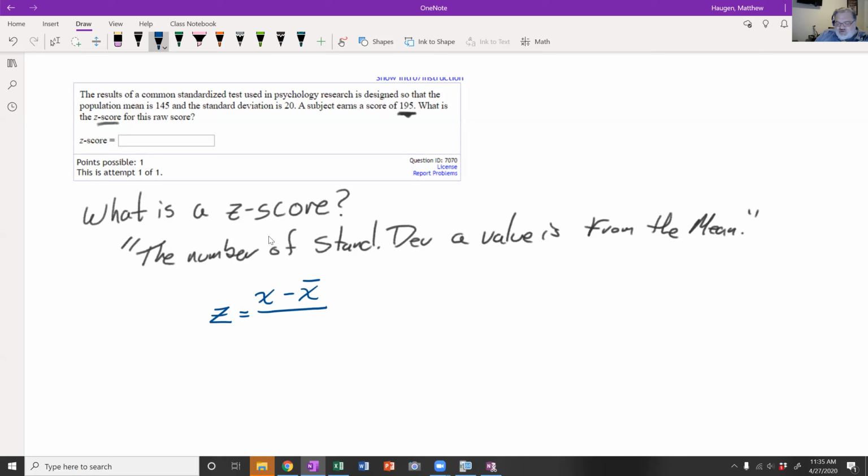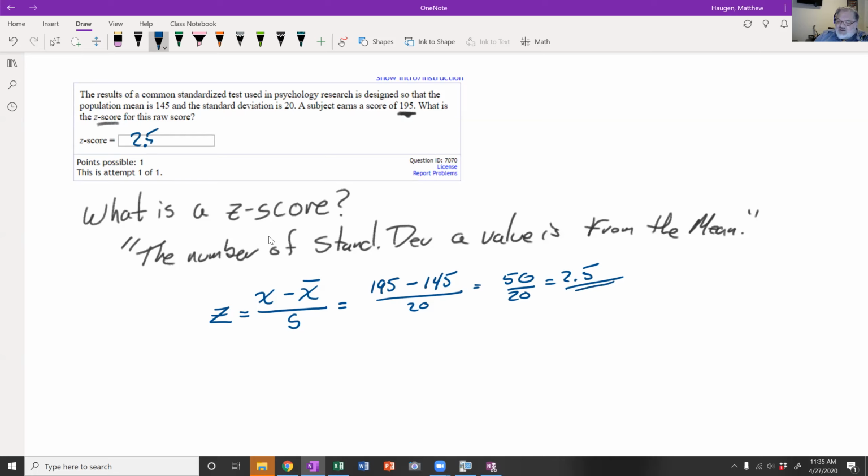We want to take that difference and find out how many standard deviations from the mean it is. So how many S's it is from the mean. So we're going to divide it into that. So 195, that's our value, minus the mean of 145, divided by the standard deviation of 20. That's going to give us 50 divided by 20, which is 2.5. Seems like a lot. No, it is a lot, but that's okay. So a z-score of 2.5 says you are 2.5 standard deviations from the mean.